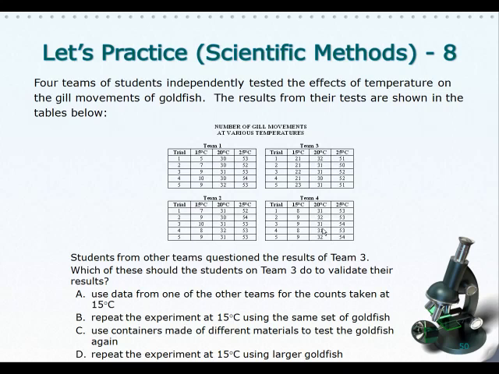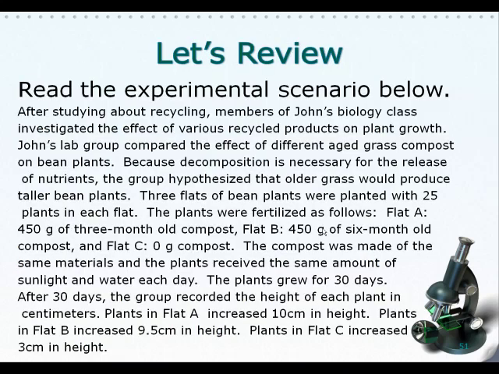All right, let's review. Read the experiment scenario below. After studying about recycling, members of John's biology class investigated the effects of various recycled products on plant growth. John's lab group compared the effect of different age grass compost on bean plants. Because decomposition is necessary for the release of nutrients, the group hypothesized that older grass would produce taller bean plants. 3 flats of bean plants were planted with 25 plants in each flat. The plants were fertilized as follows.